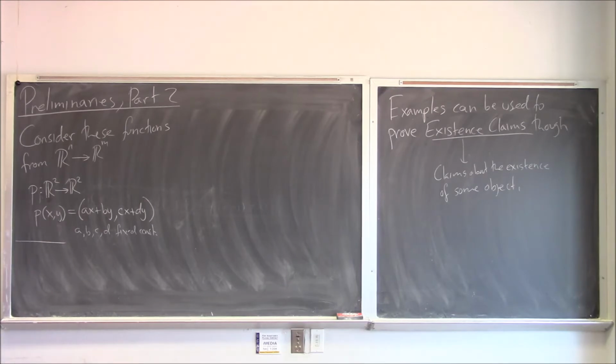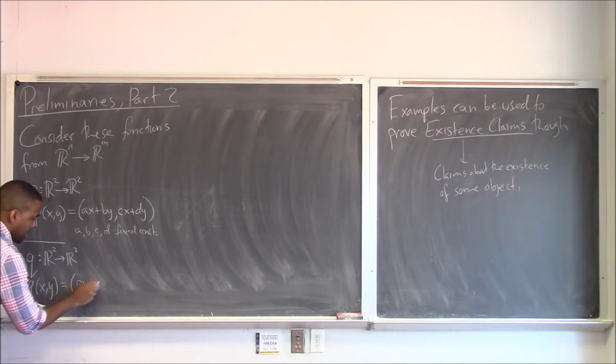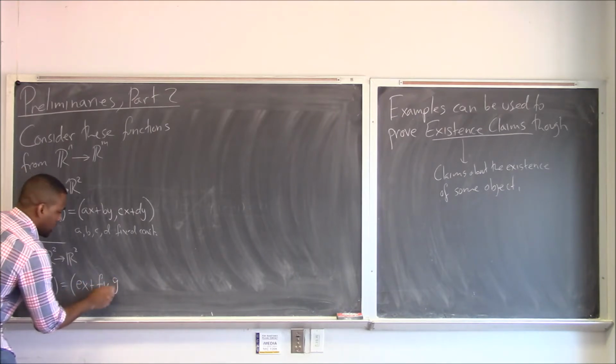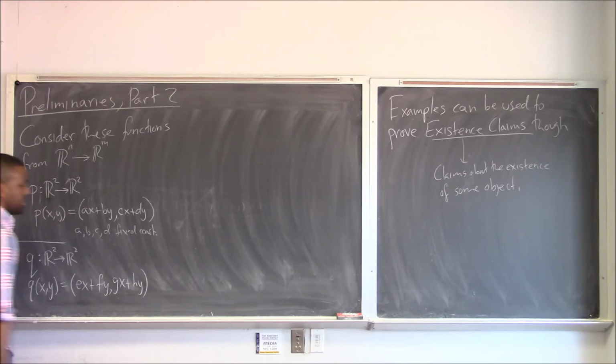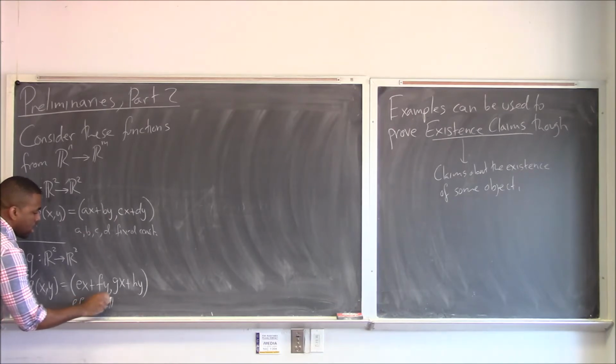So it's a function that goes from a 2-dimensional space to a 2-dimensional space. My second function also goes from a 2-dimensional space to a 2-dimensional space. Q goes from R2 to R2, where q of (x, y) has a very similar definition, but for some fixed constants. I think I just went along with the alphabet here. (ex + fy, gx + hy), turning it into an English class. So e, f, g, h are in R, and they're fixed.